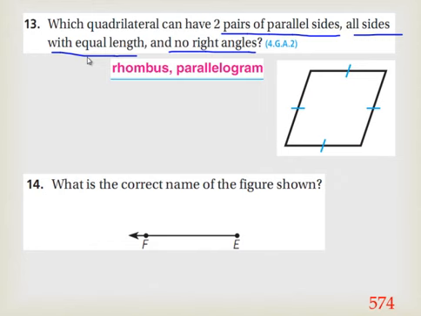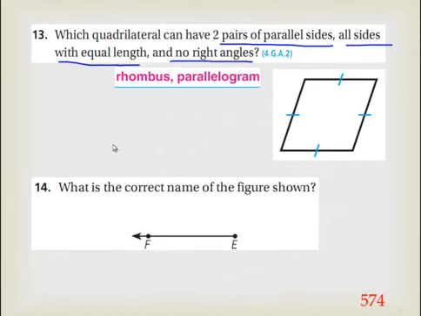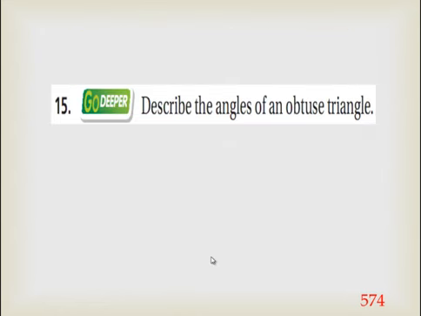Question number 14. What is the correct name of the figure shown? How can I name this ray? I should start from the endpoint. Excellent! I heard your answer. Ray EF.